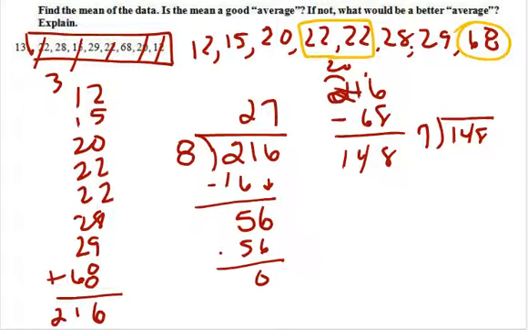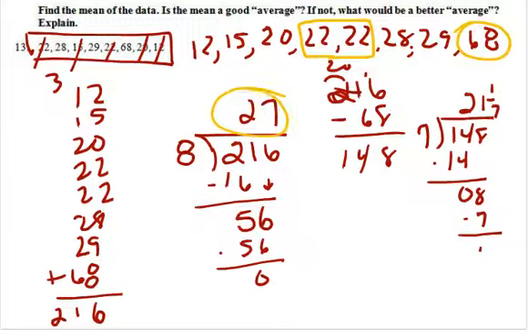Let's see what that is. 7 goes into 14 twice, and 7 goes into 8 once, and we're left with 1/7. So we have a mean of 21 and 1/7. Look at what that outlier did to our data.